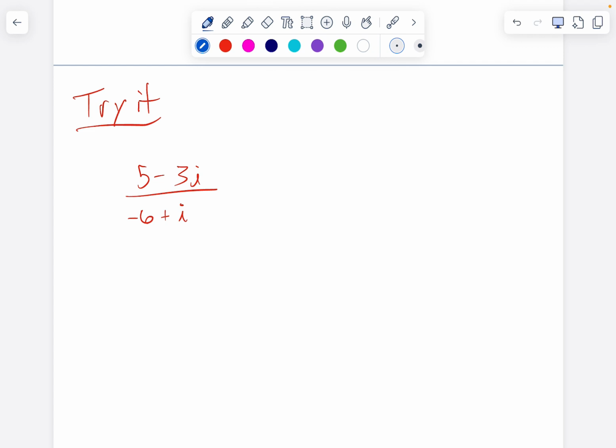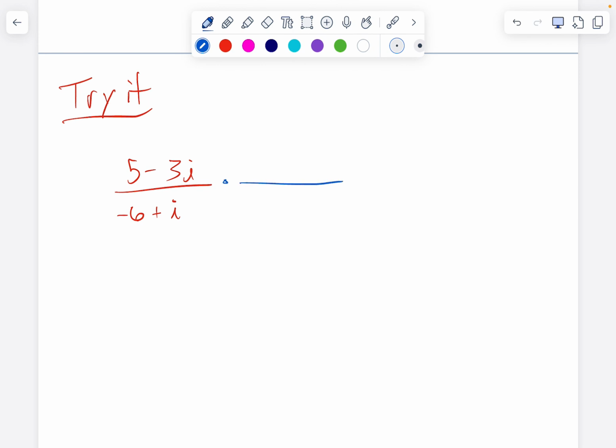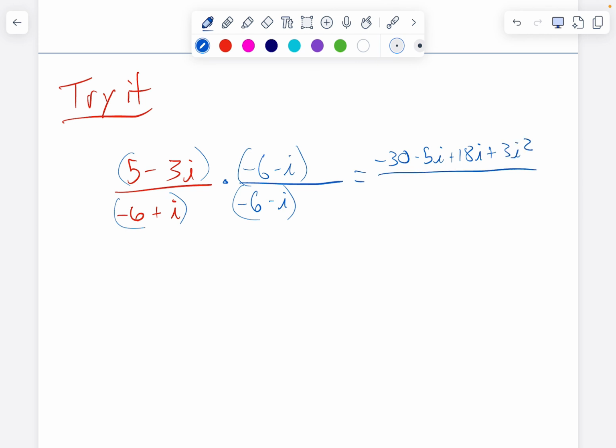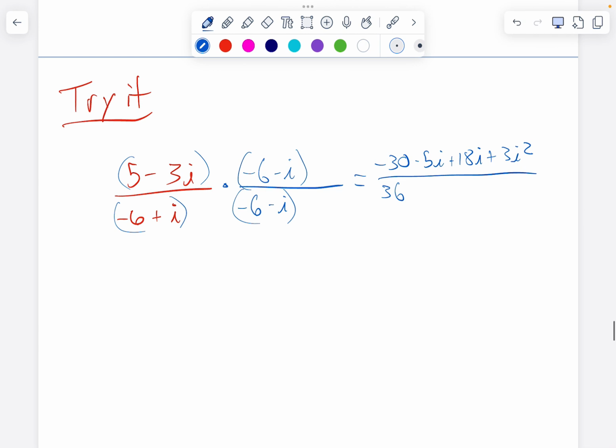All right, what's our complex conjugate on this one? So negative 6 plus i, minus i, excuse me. Okay, there's your numerator. Guys, with all these negatives floating around, it is easy to mess the sign up, so just be careful.